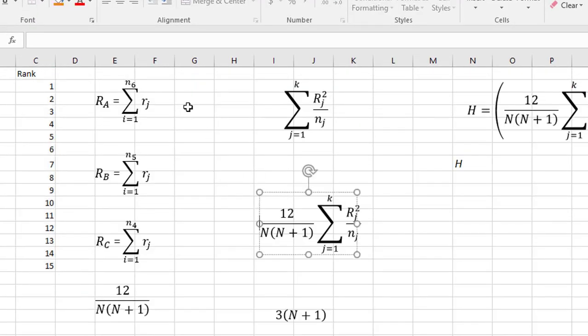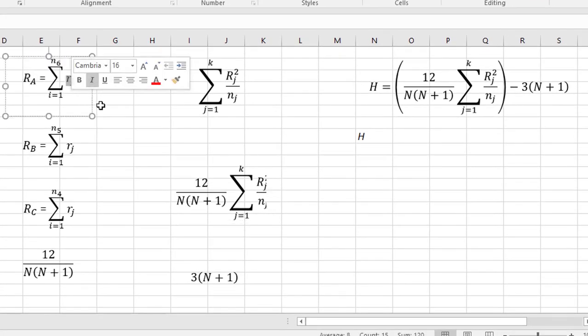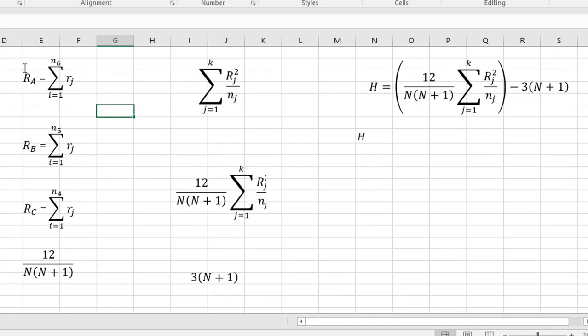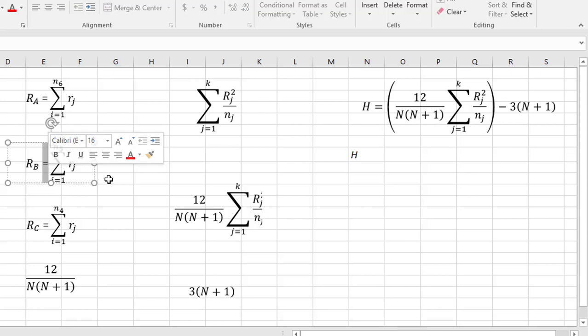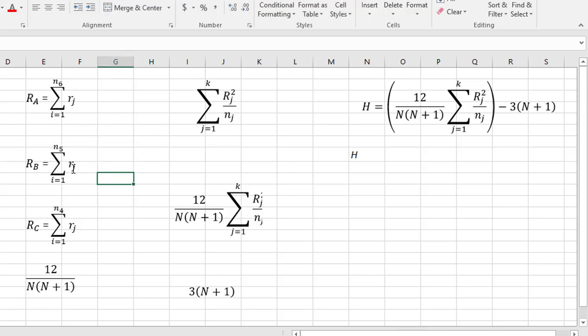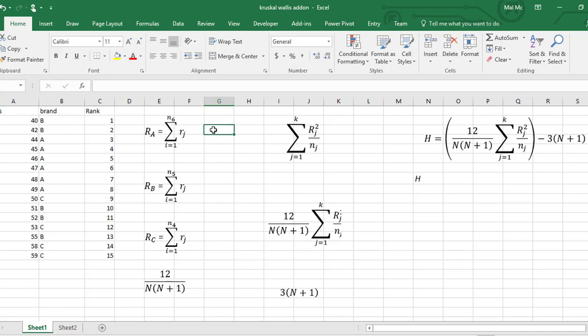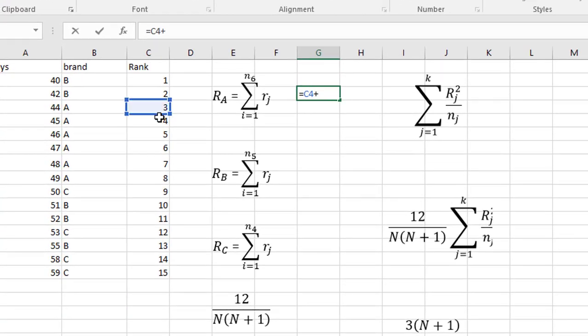So here we have our RA, which is the sum of the ranks of brand A, and right here we have RB, which is the sum of the ranks of B. Now let's start with A. We just say equal, and we'll select all the rank values that represent A. So we have A plus another A plus this guy plus this guy, and that's all the A's. Yes, and we'll just press enter.